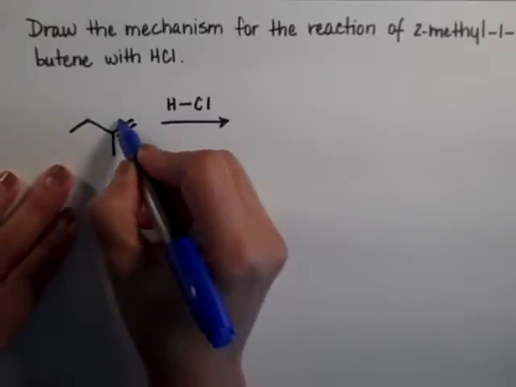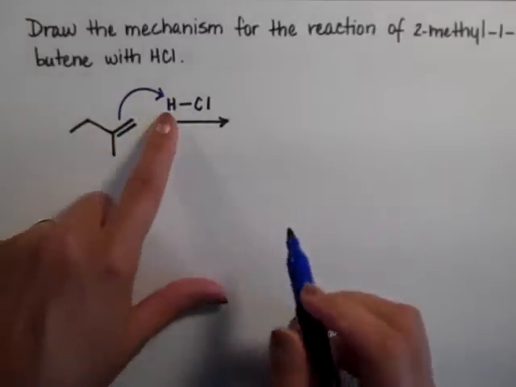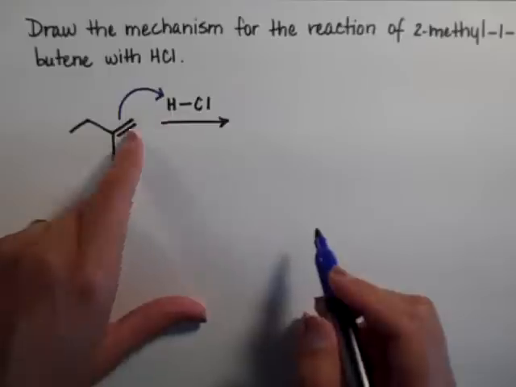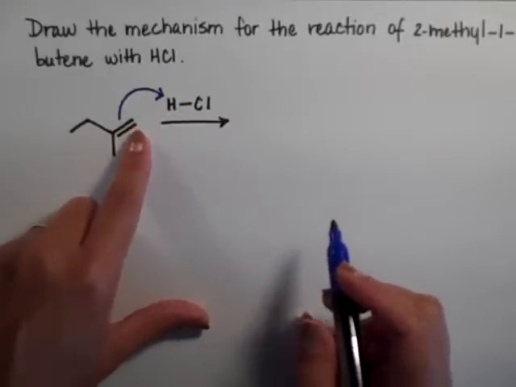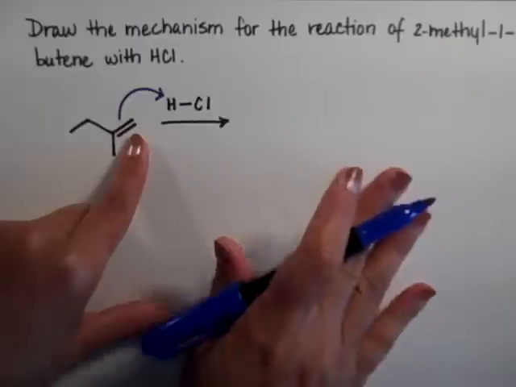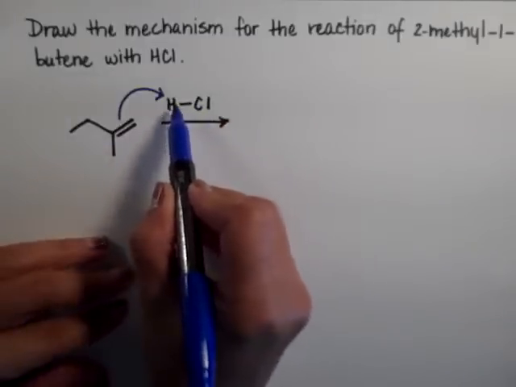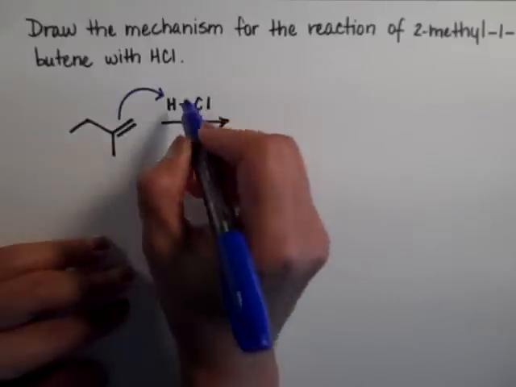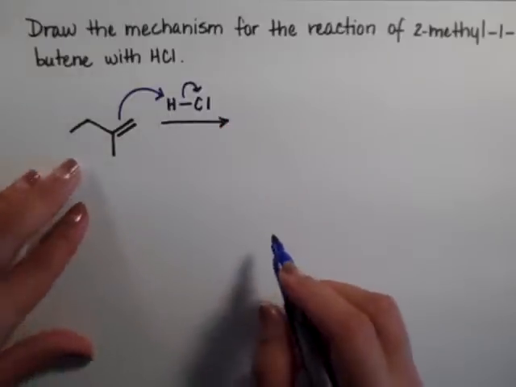So the 2 electrons of the double bond are going to form a bond to the proton, and we are going to attach that proton to the carbon of the double bond that has more hydrogens, because this reaction obeys Markovnikov. When you break a bond, like we're going to have to break the hydrogen chloride bond right here, we give the electrons to the most electronegative element.